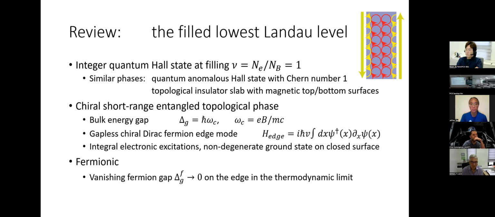So what we want to focus on today is to find the bosonic analog of the filled lowest Landau level. Meaning we want to find a topological phase constructed from electrons, but we want the edge of this chiral topological phase to carry a fermion gap. So there's a gapless edge mode, but there's a fermion gap dictating that below the fermion gap on the edge, all local excitations must be bosonic.